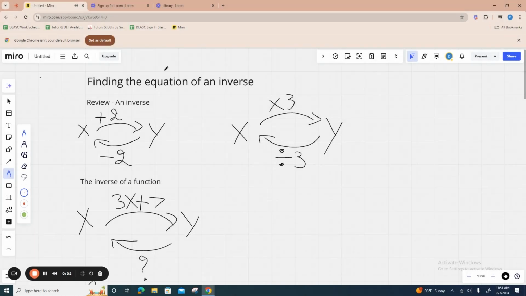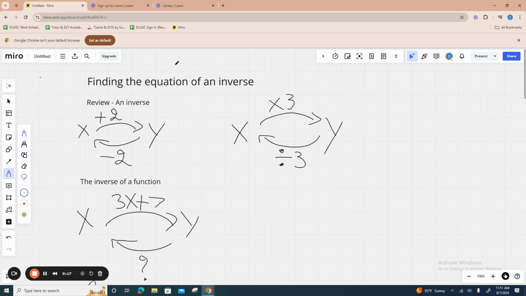In today's video, we're going to learn about the algebra for finding the inverse of a function. So today is on finding the equation of an inverse, the algebra calculation. And first, we're going to review a little bit that an inverse is kind of like your return trip from where you started.